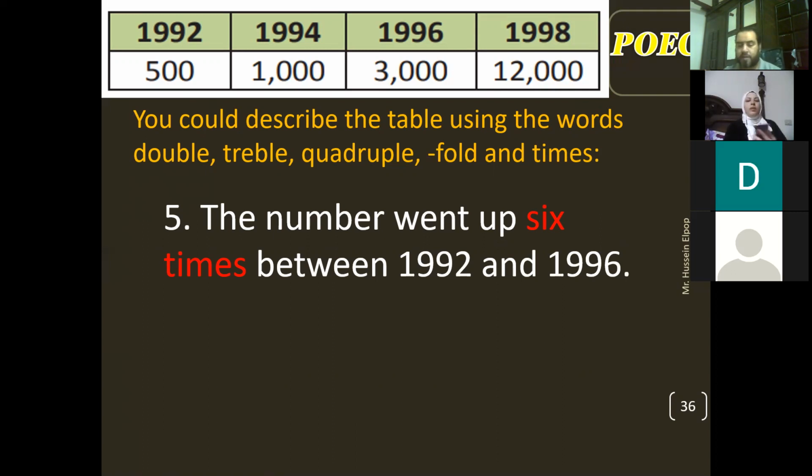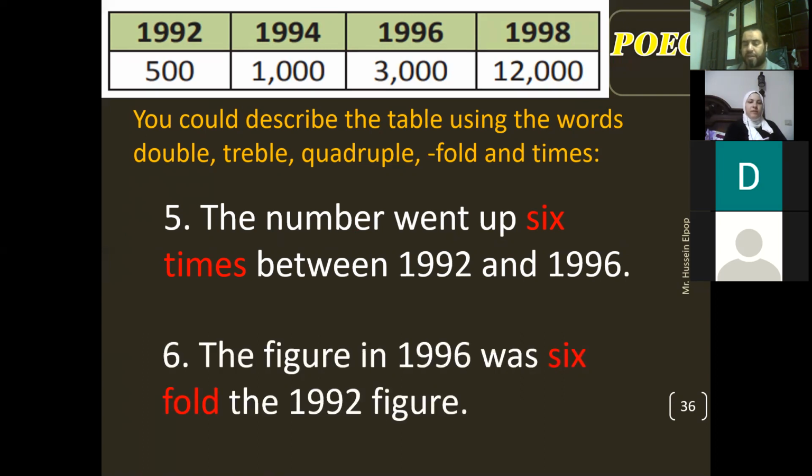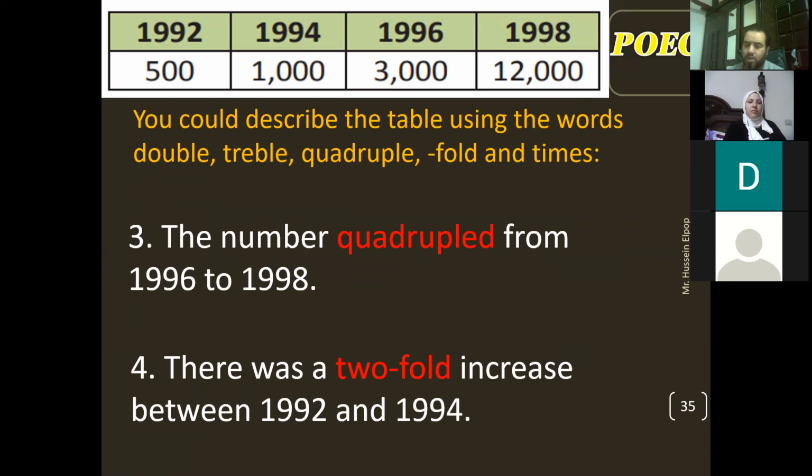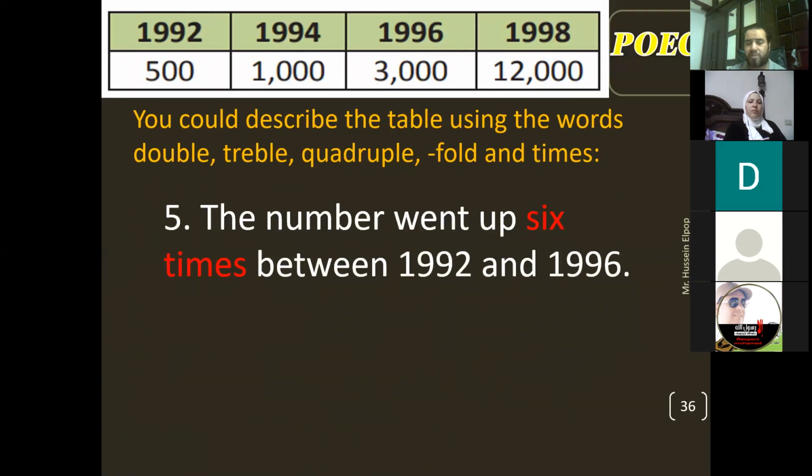It's multiplied. Okay. So here, guys, the number went up 6 times. This is what Ms. Dua said. The number went up 6 times between 92 and 96. And the last one here. Do you remember the last sentence in which we said twofold? Okay, let's go back. Can you see number 4? I would like you to remember this. Look at number 4 and tell me how is it different from number 6.